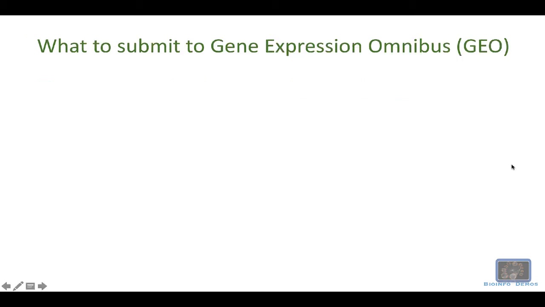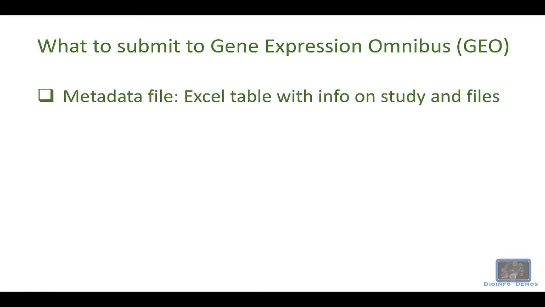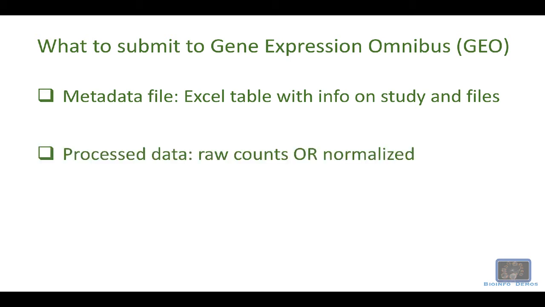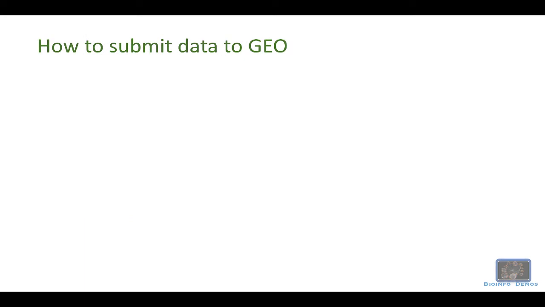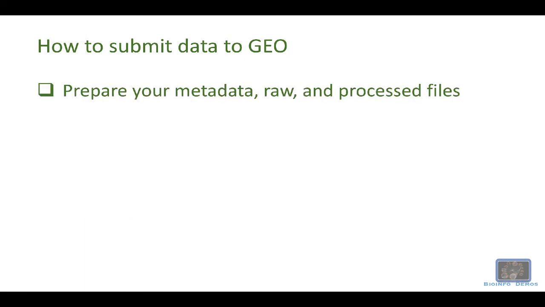So what to submit to the Gene Expression Omnibus? You need to submit a metadata file, which is an Excel table with detailed information on the study and the files you submit, your processed data, whether it is the raw counts or the normalized counts, and the raw data, which are the FASTQ files.